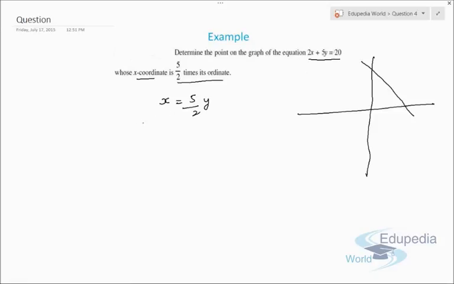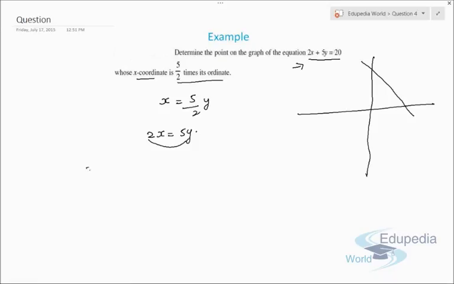Now let's see how we can solve this equation by using the second method. We have a clear relation that x equals 5 by 2 y. This can be written as 2x equals 5y. So 2 times the value of x should be equal to 5 times the value of y. So clearly we can use this relation and put this value into the equation.